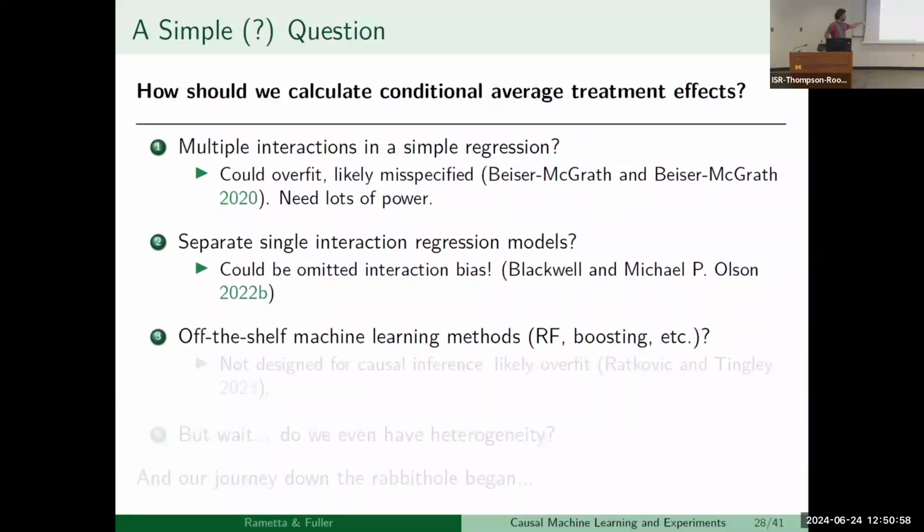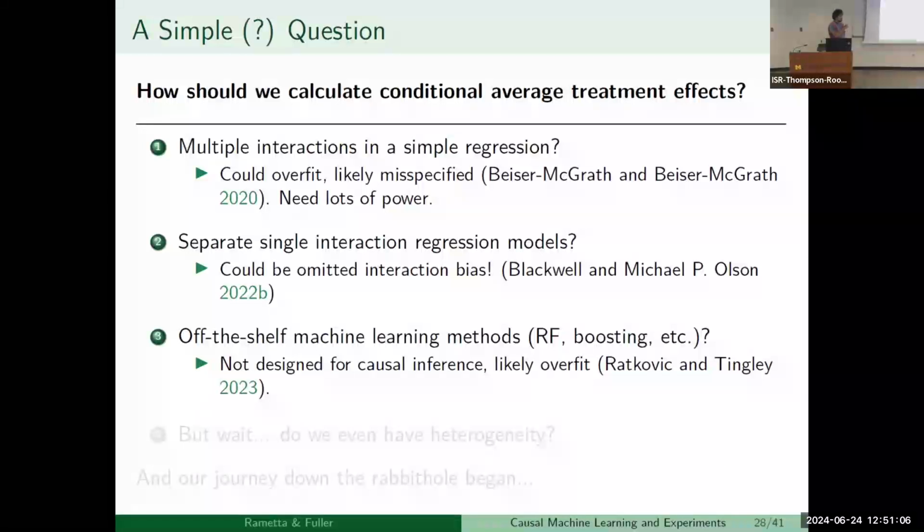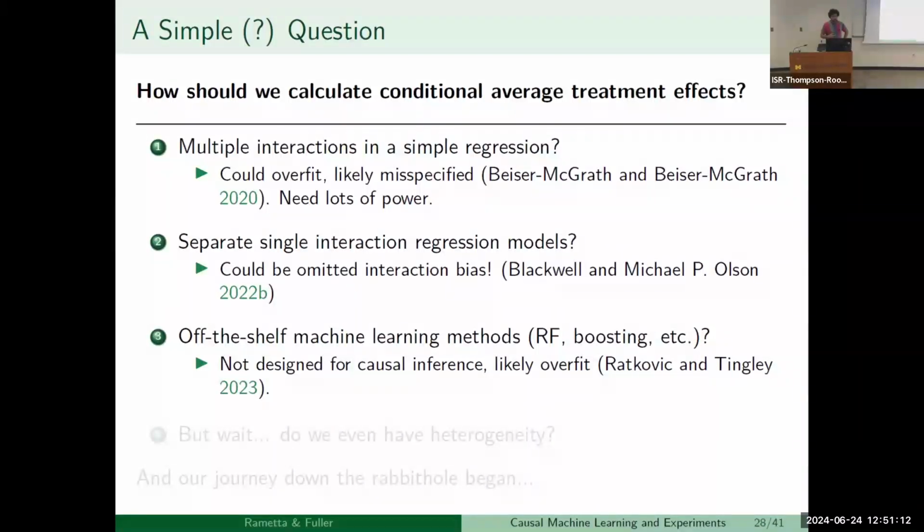And number three is, well, you can use off-the-shelf machine learning methods if you really wanted to, like a random forest or boosting machines, but they're not designed for causal inference, and you don't get a lot of the nice guarantees that a lot of the methods that I mentioned earlier, like causal forest or BART, actually give you. And the last question is, do we even have heterogeneity in our treatment? That's a really big question that I think people don't really engage with as it stands.